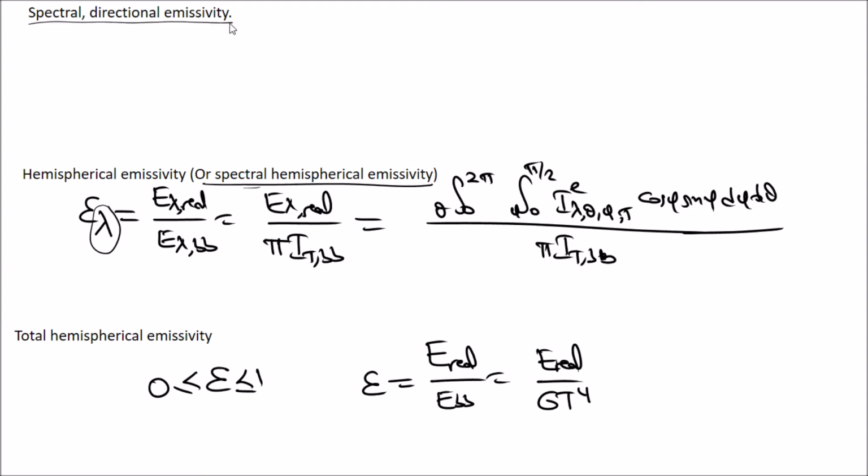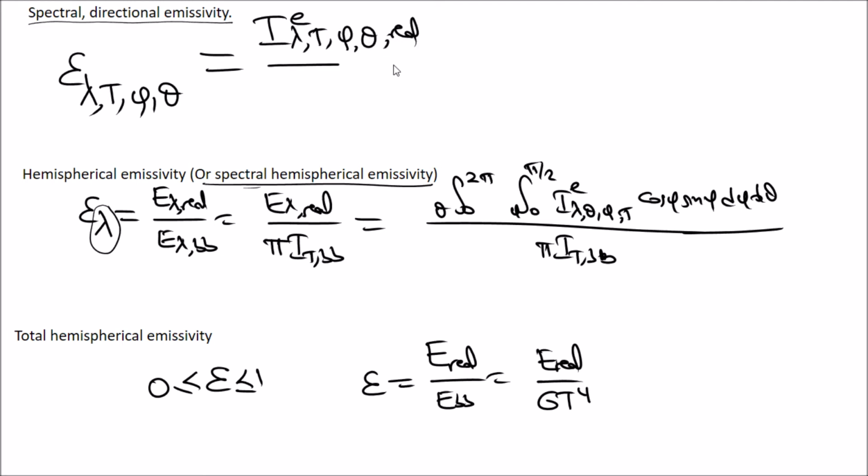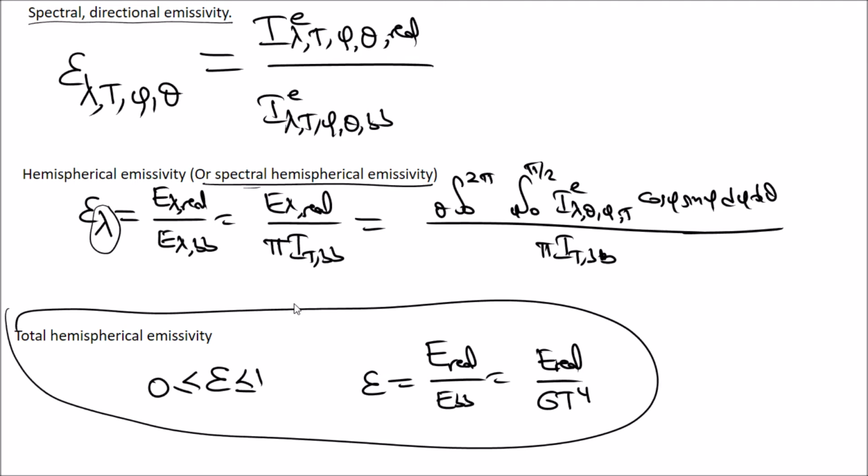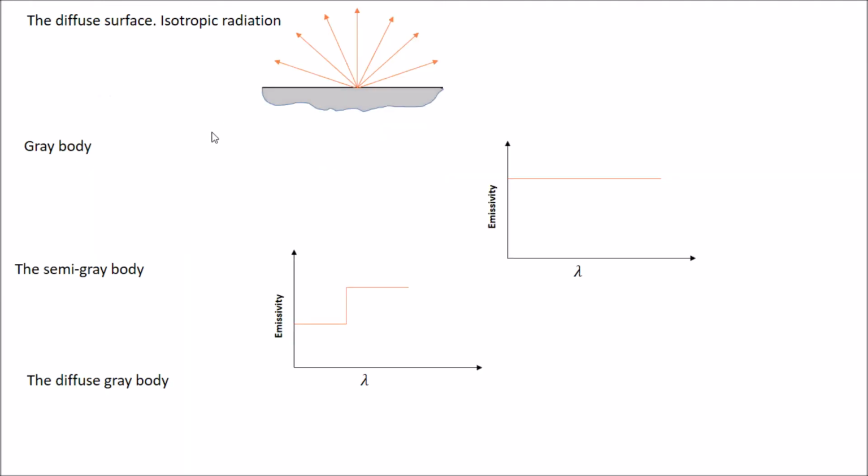Now comes the spectral directional emissivity. It is dependent on lambda, on temperature, on phi, and on the theta angle. So it will be very easy. It will be I lambda, temperature, phi, theta emitted by the real body divided by I lambda emitted, temperature, phi, theta of the black body. This is the definition of the emissivity. But most of the time we are using this quantity over here. And now we are going to talk about the other properties of the real surfaces.